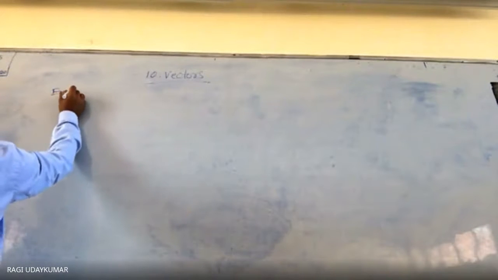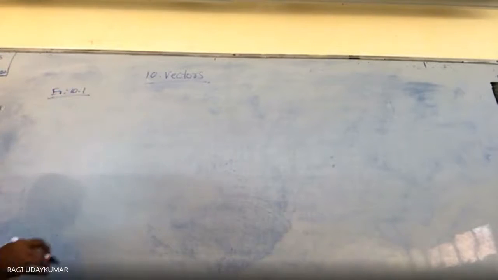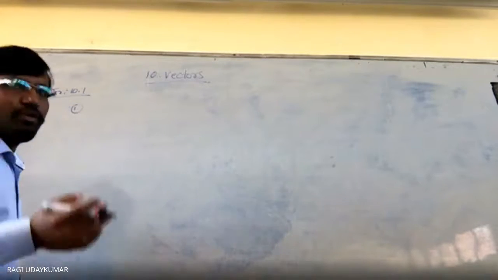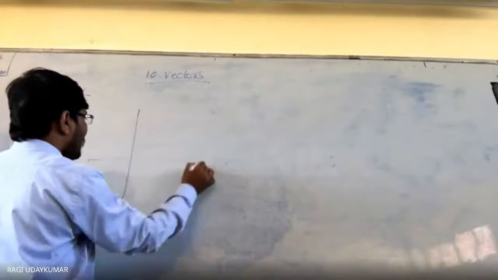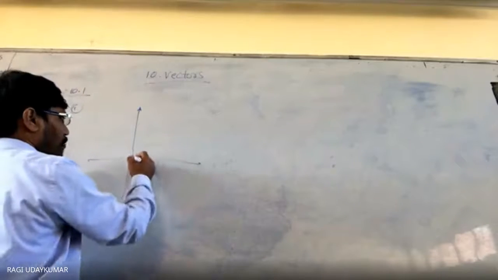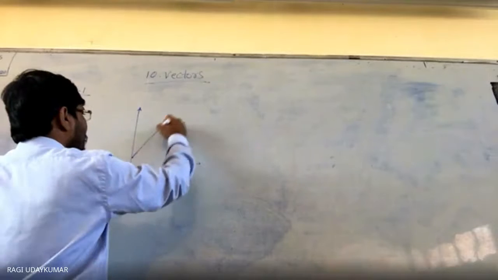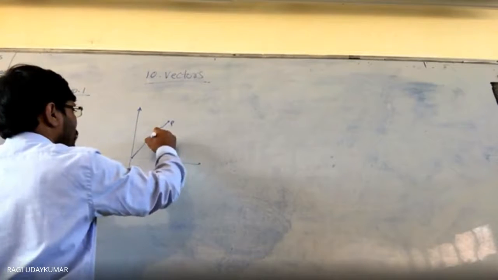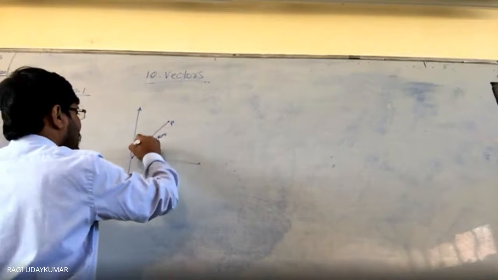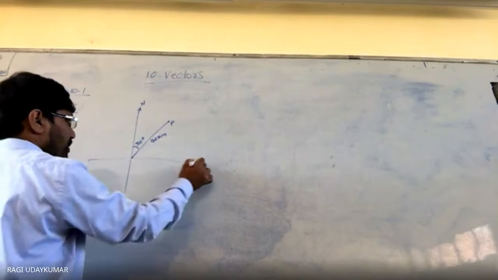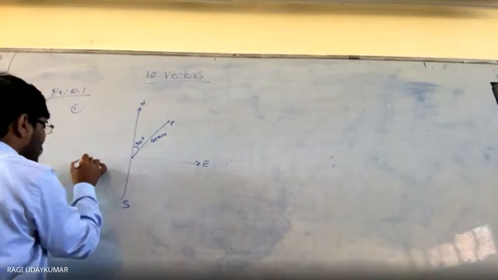Exercise 10.1. So to graphically represent, the displacement is 40 kilometers. North is this one. You need to show it from here to here, it is 40 kilometers. This is 40 kilometers and this is 30 degrees. This is north, south, east and west.